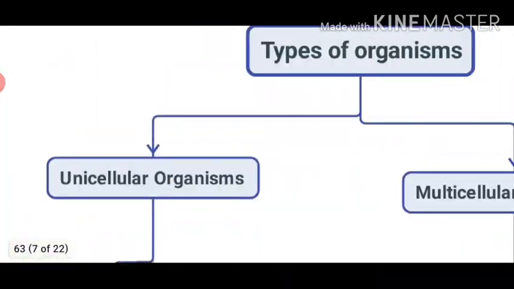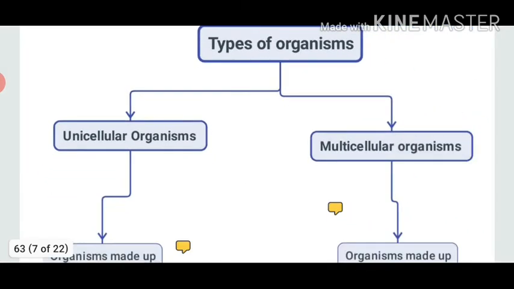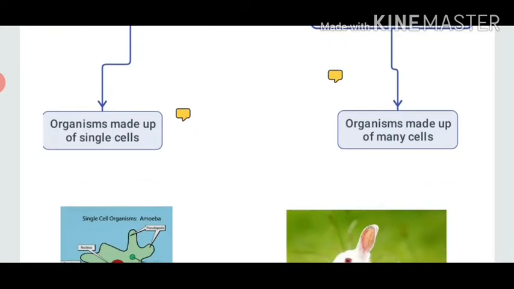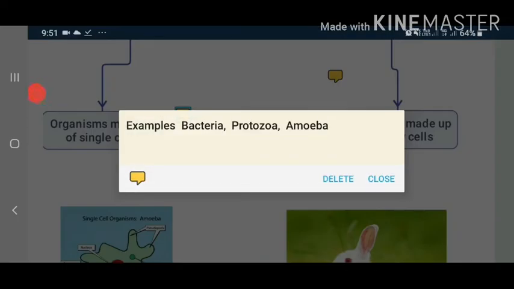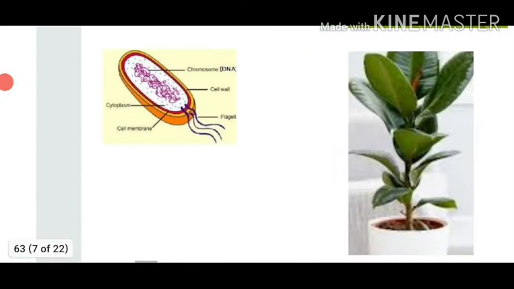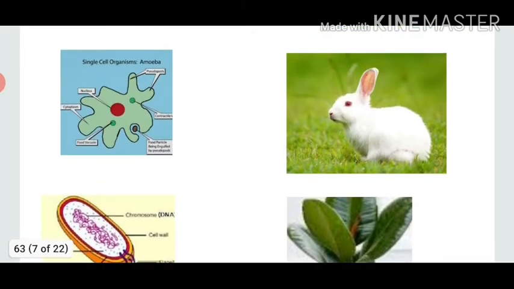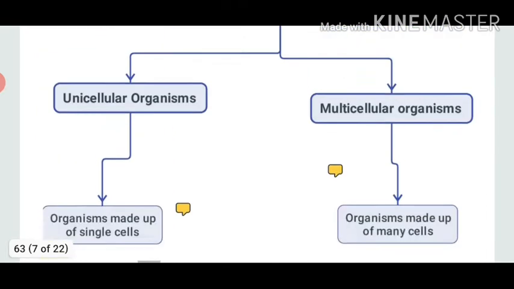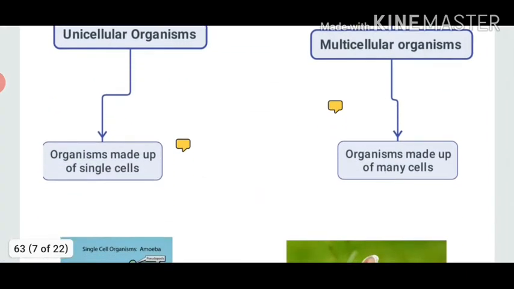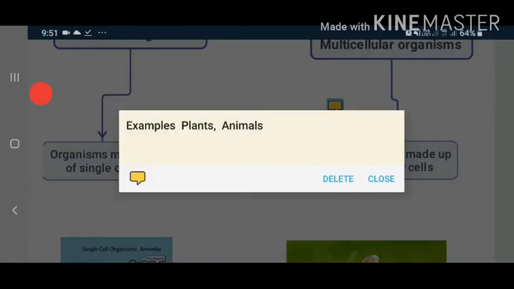Now we will study types of organisms. As you can see, there are unicellular organisms as well as multicellular organisms. Unicellular organisms are organisms made up of a single cell, like bacteria, protozoa, amoeba. As you can see in the figure, this is a bacterium and this is an amoeba, which are unicellular, and the single cell performs all functions. Multicellular organisms are made up of many cells, like plants and animals.